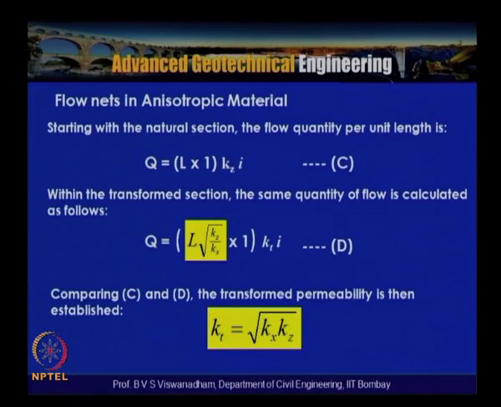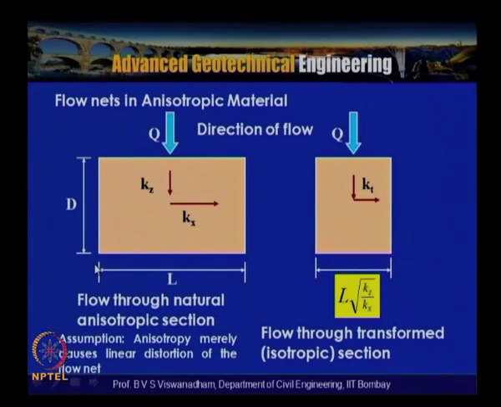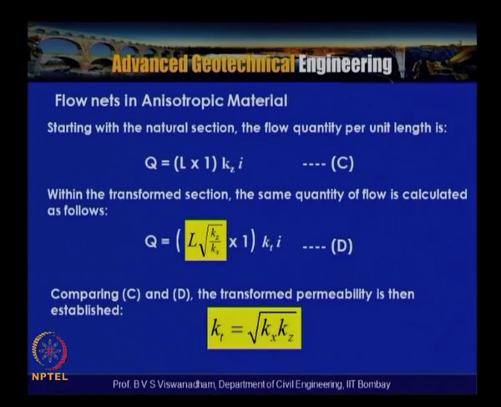Now, starting with the natural section, the flow quantity in the anisotropic section can be given as q is equal to L into 1, because L is the length and perpendicular to that plane it is 1 unit. So L into 1 is the area over which this flow is occurring, into kz, the permeability in the vertical direction, into i. While for the transformed section, the same quantity of flow is calculated as q is equal to L into root over kz by kx into 1 into kt, where kt is the equivalent permeability in the transformed section, into i.